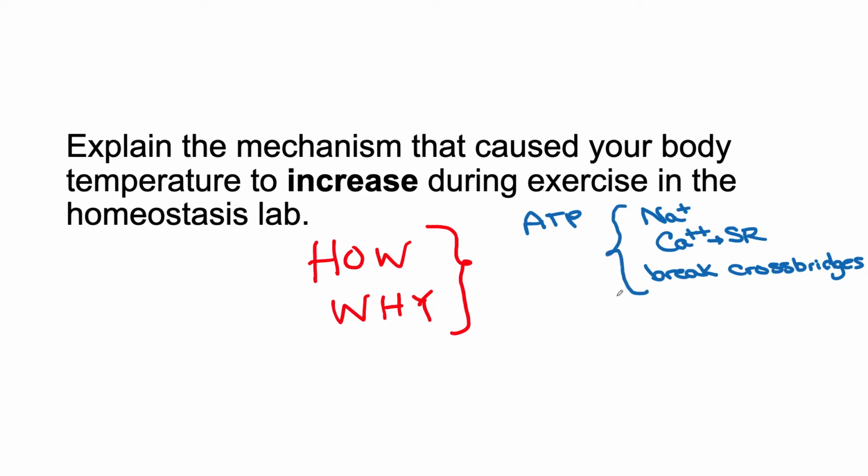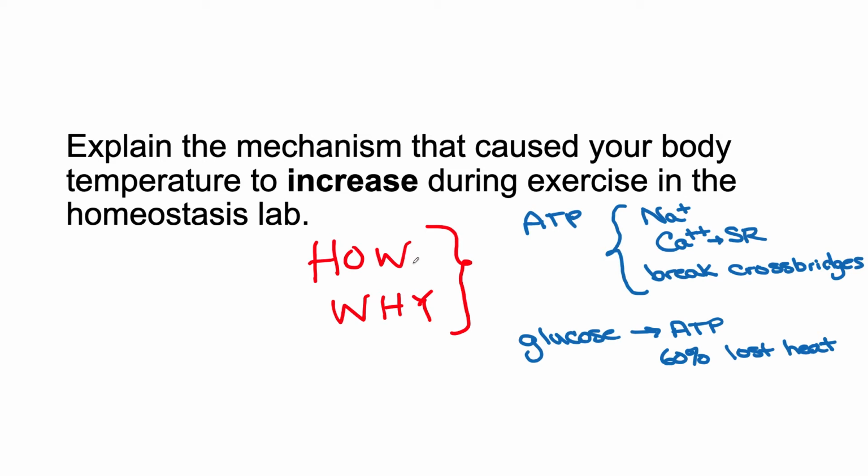So because we need so much energy, we need to do a lot of cellular respiration. When we break down glucose to make ATP, about 60% of the energy in glucose is lost as heat. So your body heats up during exercise because you're performing a lot of cellular respiration to make ATP, which is used for these couple of things. That covers the how.